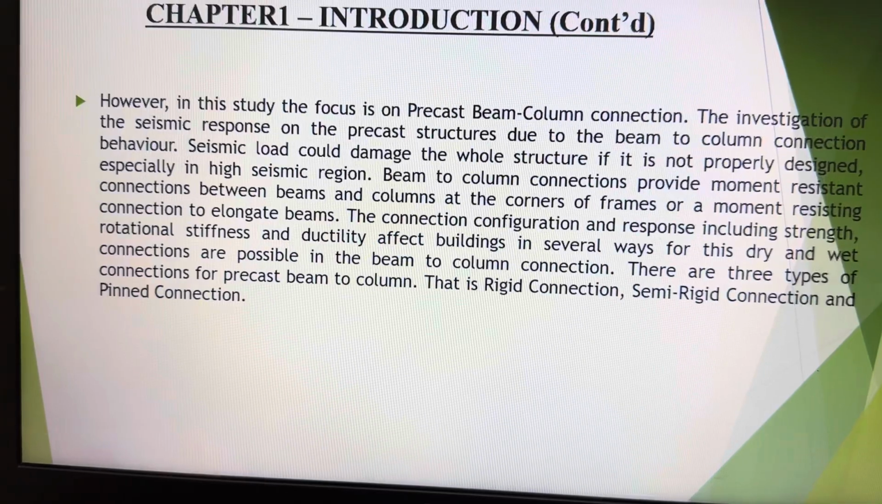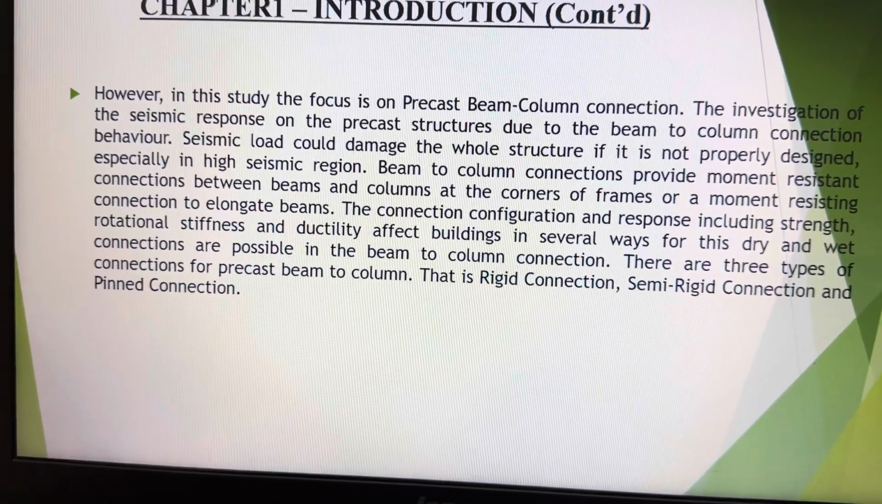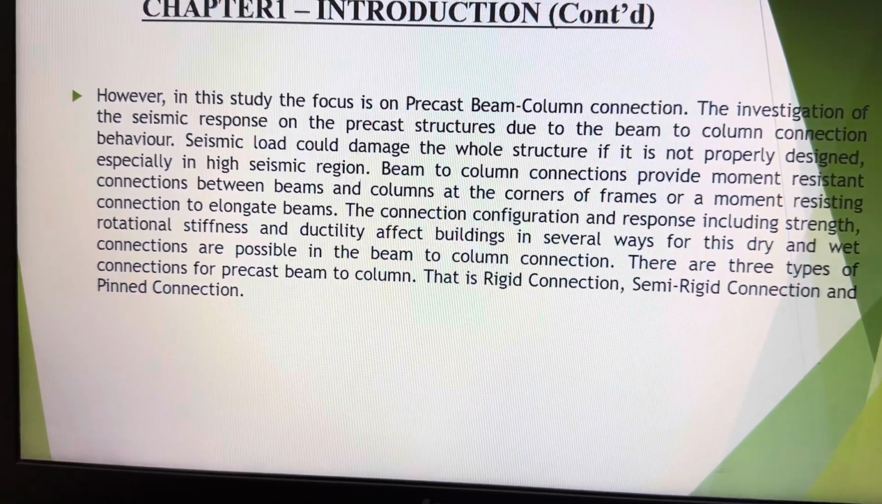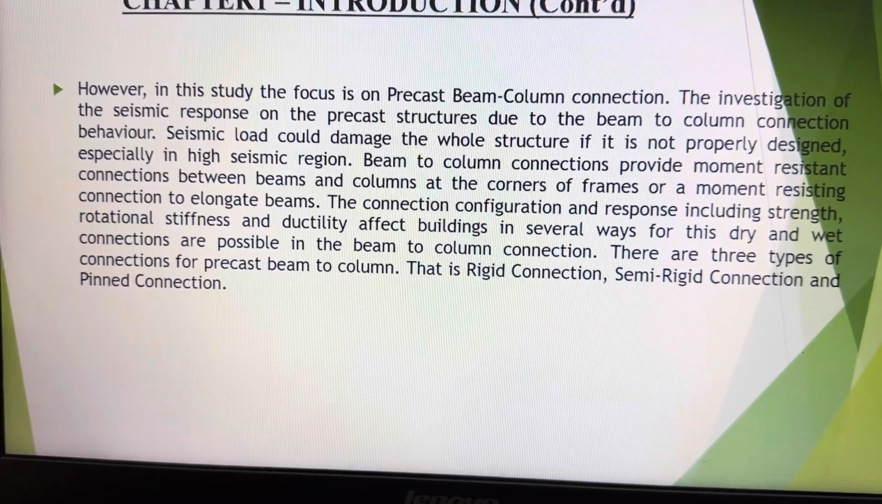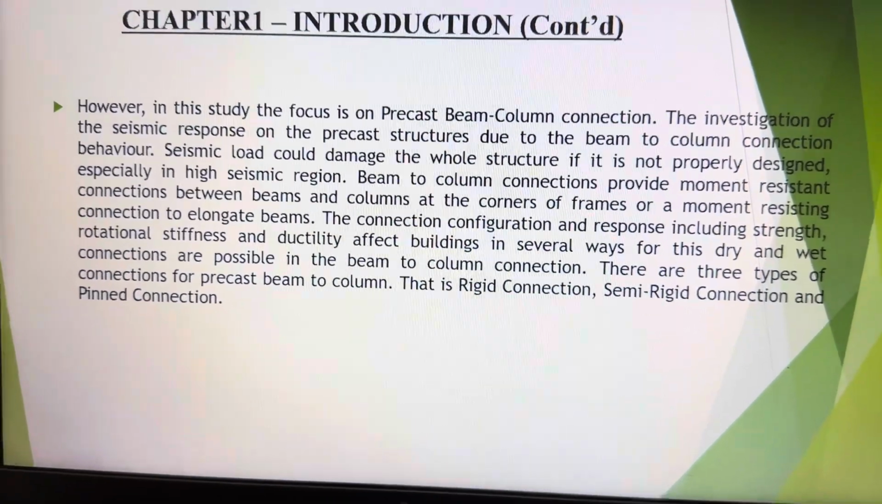For this, dry and wet connections are possible in the beam to column connection. There are three types of connection for precast beam to column. That is rigid connection, semi-rigid connection, and pin connection.